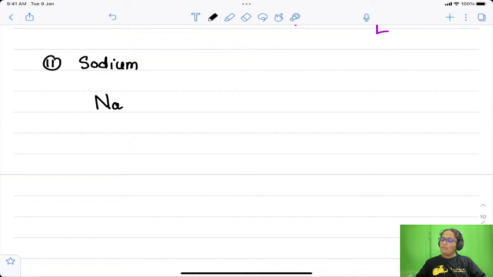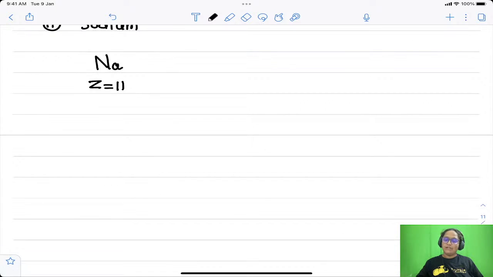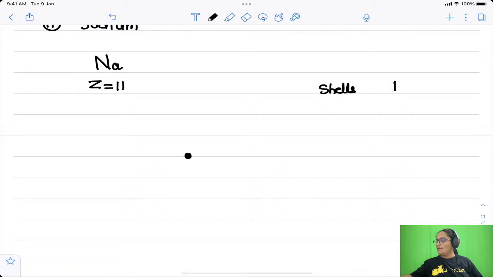Okay, the atomic number for sodium is 11. As we know, atomic number is nothing but the number of electrons. Therefore in sodium there are 11 electrons, right? How to fill those electrons in the orbitals? Let us see slowly. First of all, how many shells are involved and how many electrons are present in them, you can see.